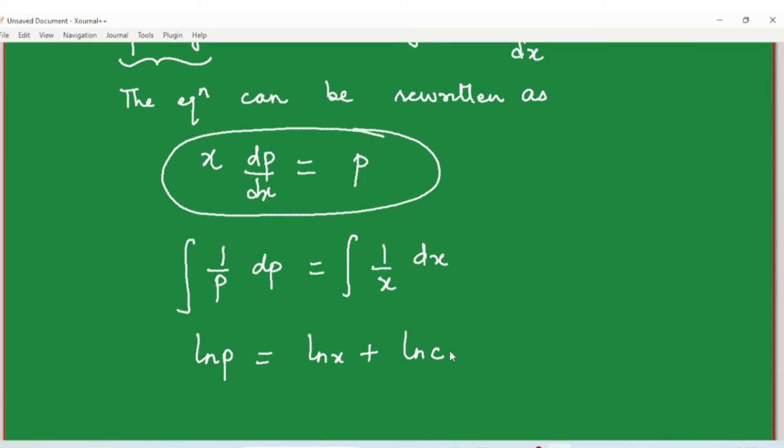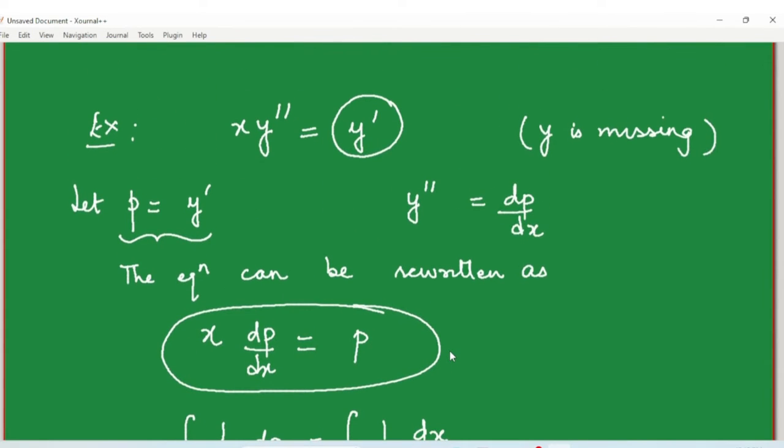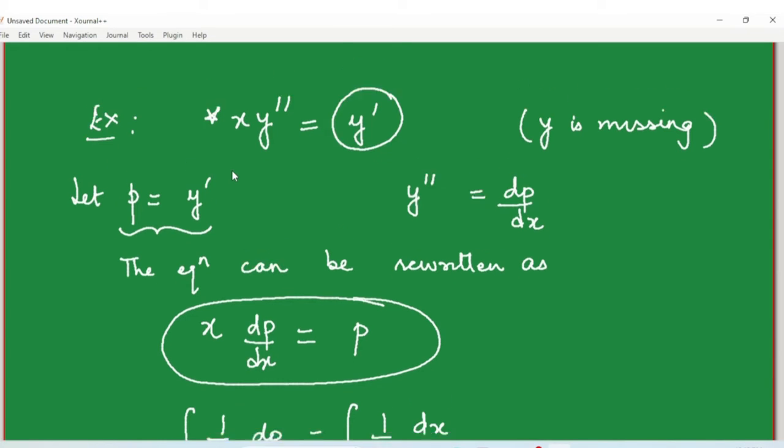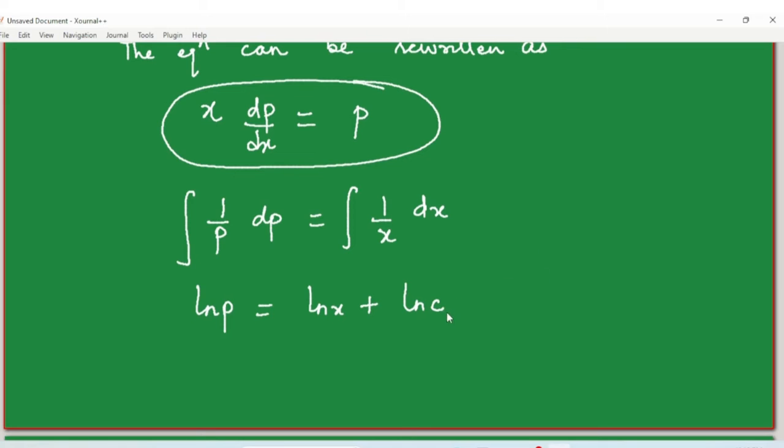And mind it, since it's a second order differential equation that we are solving, in the answer we are going to have two arbitrary constants, because the number of arbitrary constants in the general solution of a differential equation is exactly equal to the order of the differential equation. So the first constant which appears in the process, I would prefer calling it C1, because I know that there's some C2 waiting to come in to the solution in the end. So combining the logs, we can see that p is C1x.